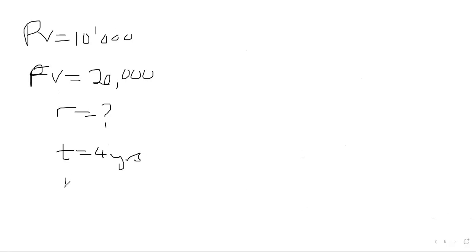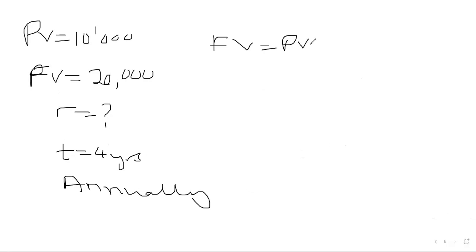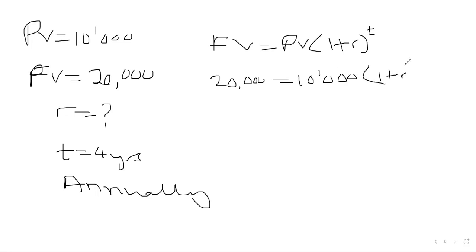So we are compounded annually. Same, we use the same annual formula, where our future value is equal to present value times 1 plus R per time. So here we have 20,000, and here we have 10,000, and our rate we don't have, so we leave it as it is. The power is 4. 20,000 over 10,000 is 2.